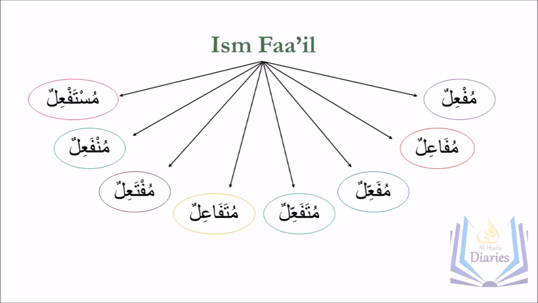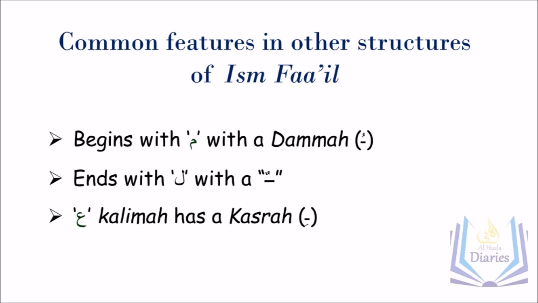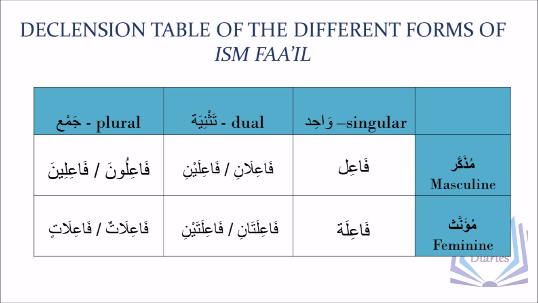If you closely look at these word structures, you will notice that they all begin with a mim with a dhamma and end with a lam with a dhamma. And know that the ain kalima always has a kasra in Ism Faa'il. Important to have that in mind. Now we move on to the declension table of Ism Faa'il. Mudhakkar: fa'il, fa'ilani, fa'ilaini, fa'iluna, fa'ilina. Muannath: fa'ilatun, fa'ilatani, fa'ilataini, fa'ilatun or tin.